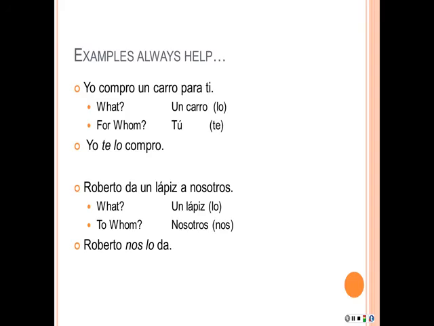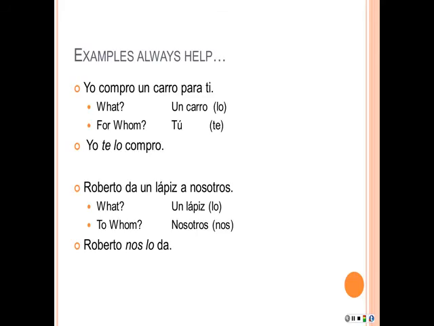Yo compro un carro para ti. So what did I buy? Un carro. So we would replace un carro with lo. And who did I buy it for? For tú, right? Because it says para ti. That means for you. So the indirect object pronoun that we're going to put in the sentence is te.